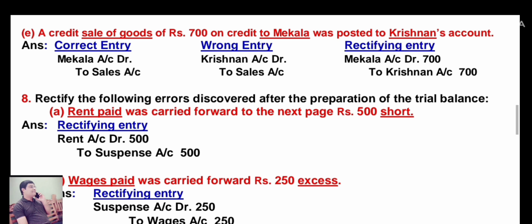Now the same thing we have to repeat. Correct entry: Meghala account debit. So in the rectifying entry, write first Meghala account debit 700. Then see the wrong entry: Krishnan account is written on the debit side. In the rectifying entry, you have to write it on the credit side. So in the rectifying entry, you write to Krishnan account 700.